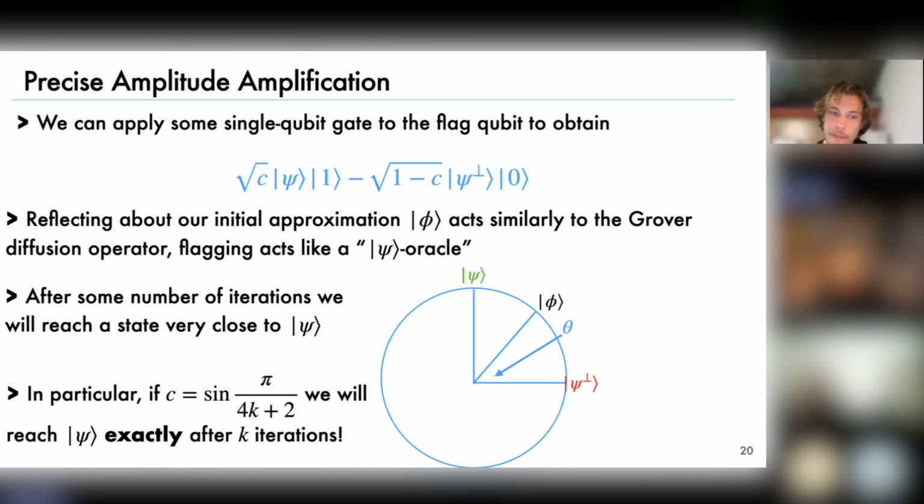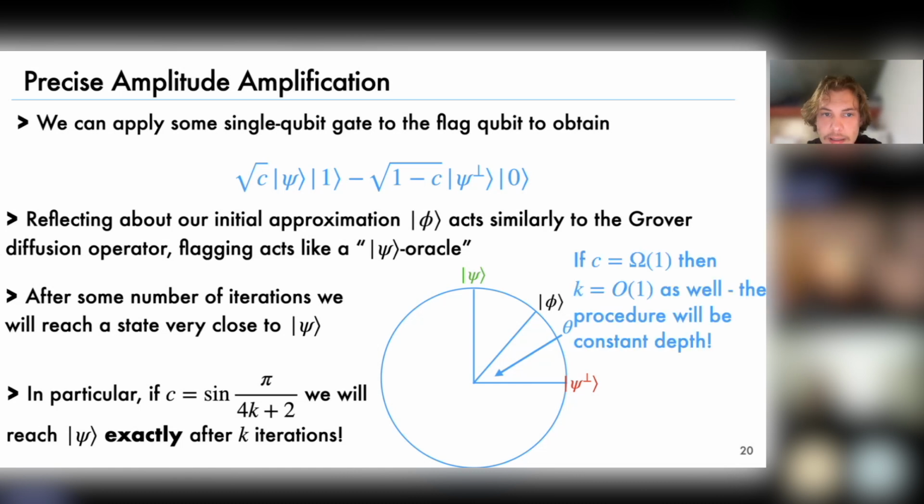In particular, the math works out such that if C, the initial approximation factor, is equal to the sine of pi over 4k plus 2, then after k iterations of this amplification procedure, we will exactly end up with the state that we wanted, psi. And so what this means is that if C was some constant in the first place, then k is also going to be a constant, and this whole procedure will be possible in constant depth, assuming those unitaries corresponding to the oracle and the diffusion operator were implementable in constant depth.